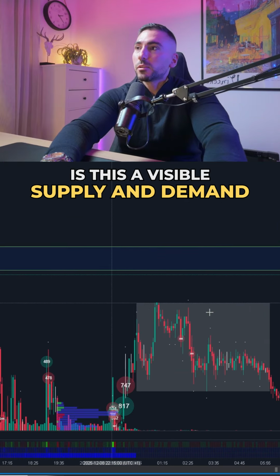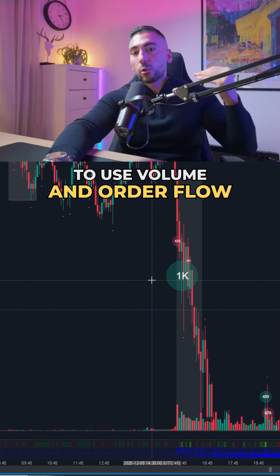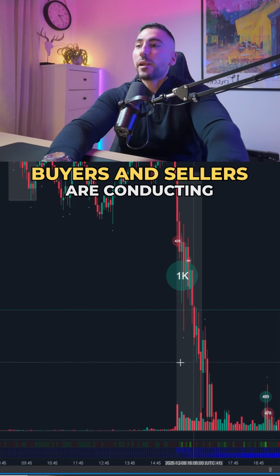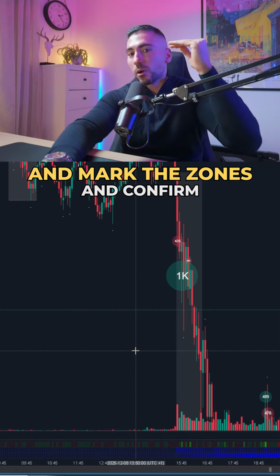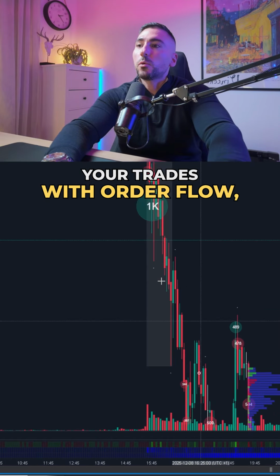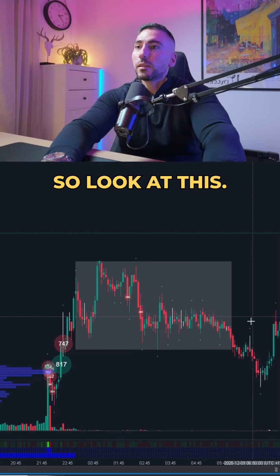Is this a visible supply and demand in your eyes? This is why you have to use volume and order flow to actually see where buyers and sellers are conducting their business in the market, and mark those zones and confirm your trades with order flow, and then take a beautiful trade from there. So look at this.